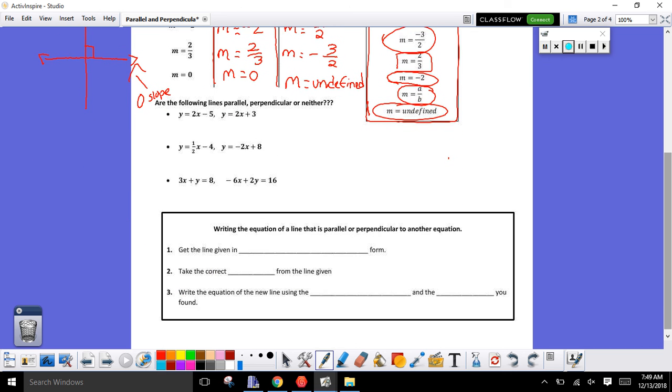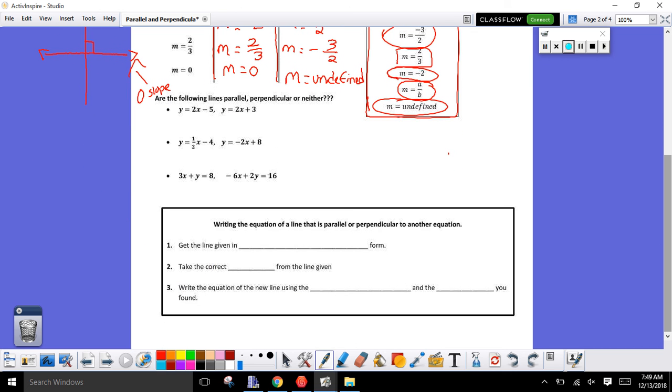For the second part, we have two equations, and it says, are the following lines parallel, perpendicular, or neither? So what we have been focusing on is just the slope. Our y-intercepts can be different. The only thing that has to be the same are our slopes. So if I'm looking for a parallel line, always look for the slope. Remember that the slope is the number that goes with the x. So 2x and 2x are exactly the same number. So I'm going to say that they are parallel lines.